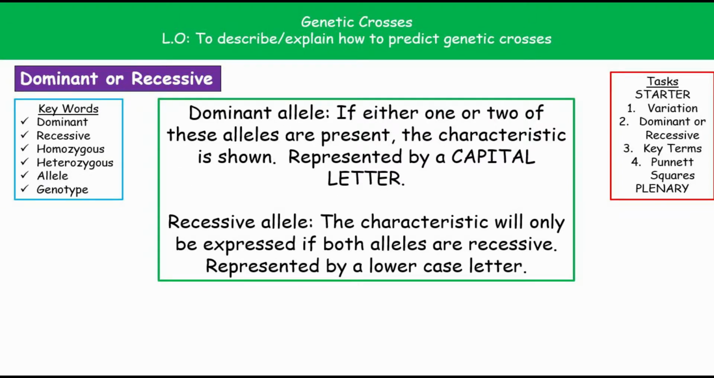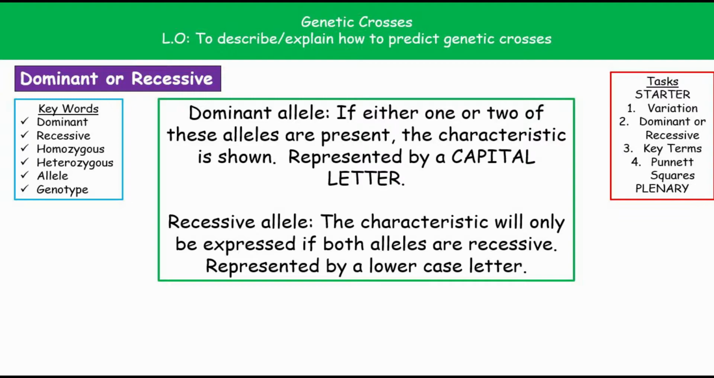The first thing we need to understand about these alleles then is the fact that when we're looking at them, we find that they're either dominant or recessive. If we have a dominant allele, then if we have either 1 or 2 of those alleles present, that characteristic is the one that's shown. So if you've got 2 dominant alleles or just 1 dominant allele, that characteristic will be shown because it's dominant. It's going to technically overpower the other one present.